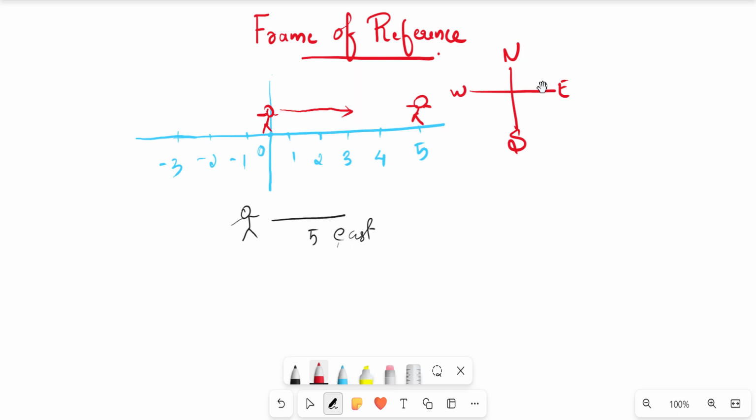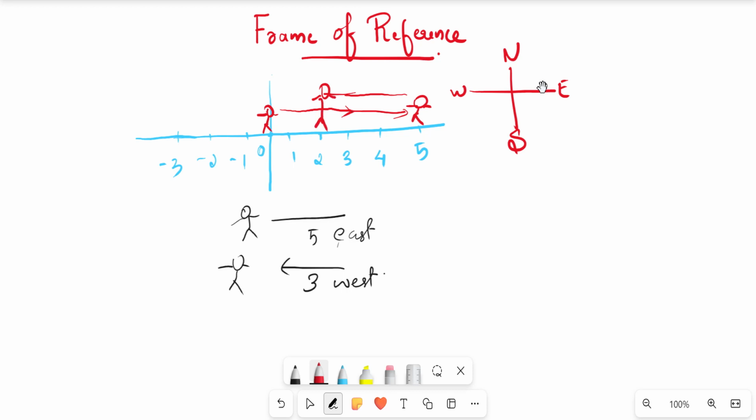And now, after some time, this person is again moving 3 meters to the west. So where is he now? You can see the person starts from 0 and reaches point 5, and then he moves back west, because east and west are opposite. So 3 meters back: 5 minus 3, now he is at position 2.